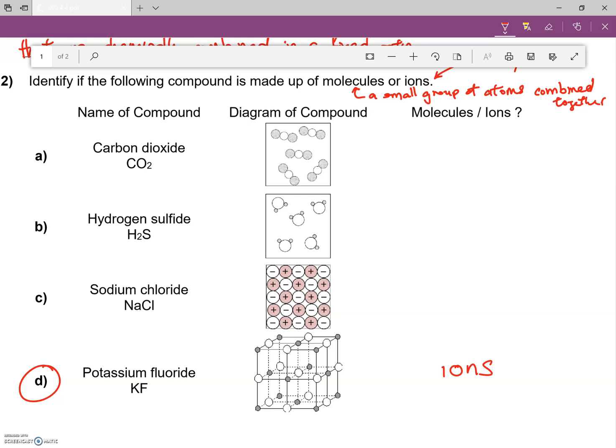For part C, can you see the positive and negative signs? Because they are positive and negative, these are actually ions also. Now, how about A and B? If you look at A and B, there are small groups of atoms that are combined together.